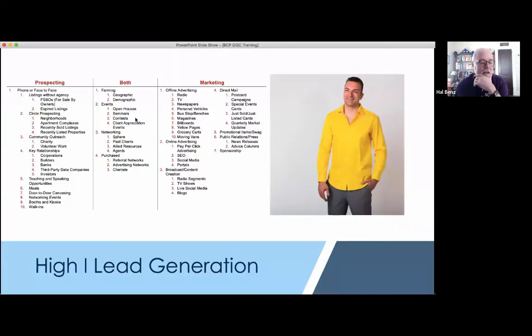And so we think about the high I's and we think about lead generation. And we start to say, okay, what would be the kinds of lead gen that would work well with a high I? They're outgoing, they're people-oriented more than task-oriented. What kinds of lead generation activities would fall naturally into that? Any thoughts? Maybe like running events, like hosting events. Hosting events would be great. You can be in the front of the room and you can be the moderator and you can meet people. That's a great one for a high I. Anyone else?